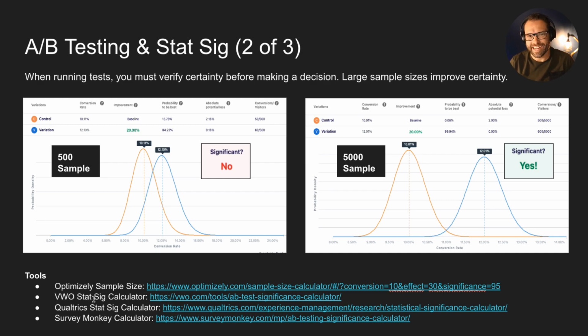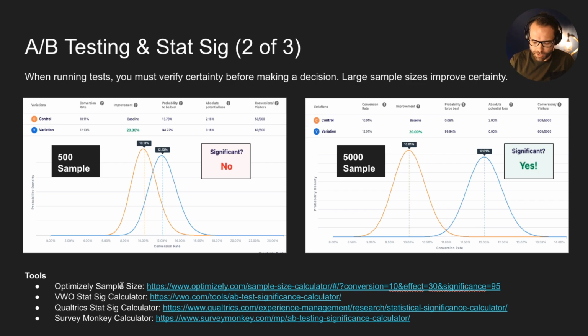There are several Stat Sig calculators out there where you simply input the impressions or page views and then the conversions, whether it's clicks or form submissions or whatever it may be. That'll tell you what your baseline conversion rate is. It'll tell you what the variance conversion rate is. And then it's going to tell you if it's statistically significant or not based on all of those input variables.